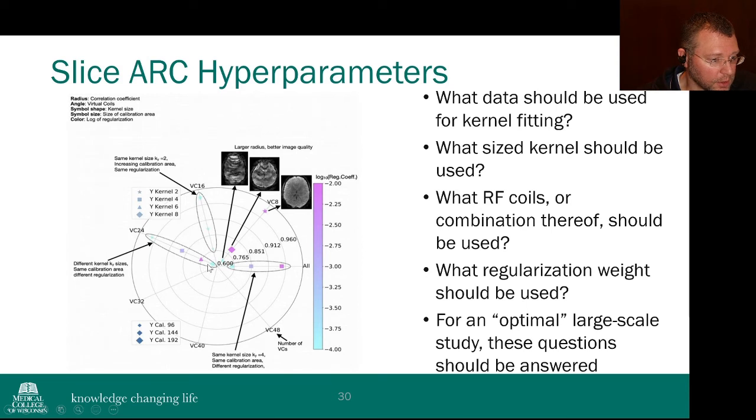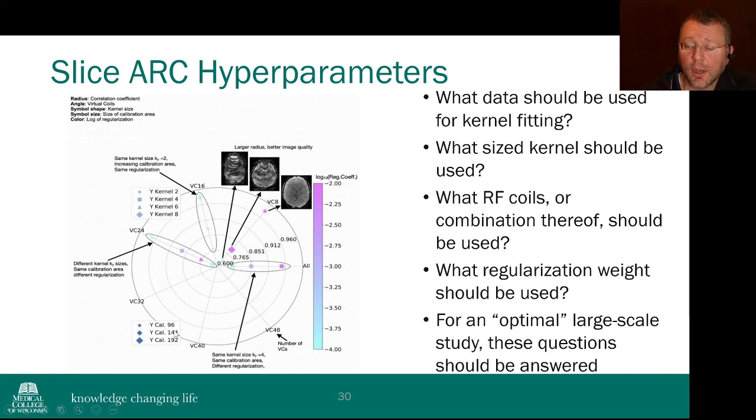So radially here on these radar plots, we have the correlation coefficient, in this one going from 0.6 all the way up to 0.96. As you go through the angles here, we have the coil compression, so all coils versus 8 virtual coils, 16 virtual coils, and so forth. The marker shape indicates the dimensionality of the Y kernel, and the marker size indicates how much of K-space was used for that Y kernel fitting.